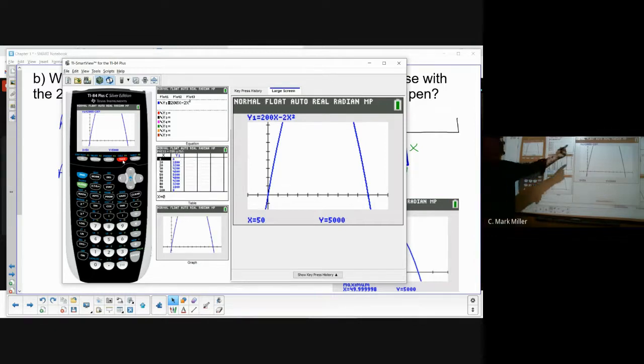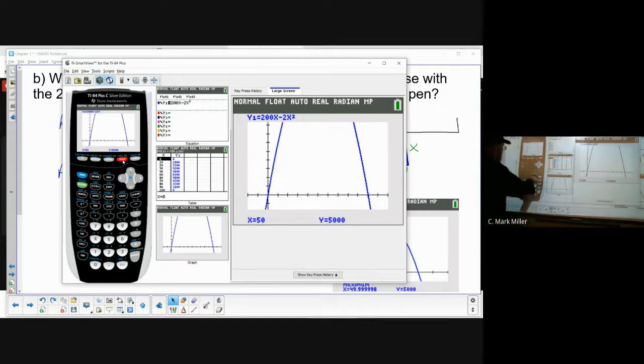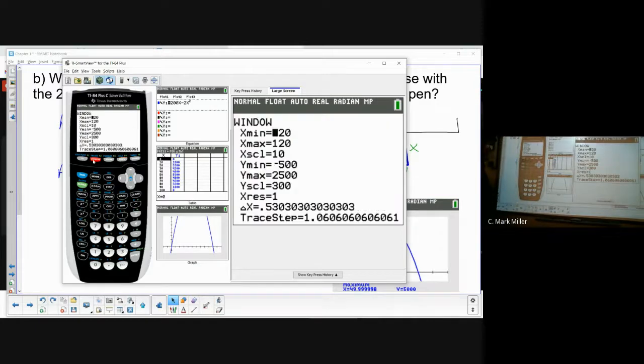I need to find what the top is here. It's going to be a lot higher than it is now. So I go to my window settings. I'm going to leave everything the same except for Y max. That 2,500 is going to go up considerably. I'm just guessing, but maybe 5,000. And let Y scale be 500 or something, okay?